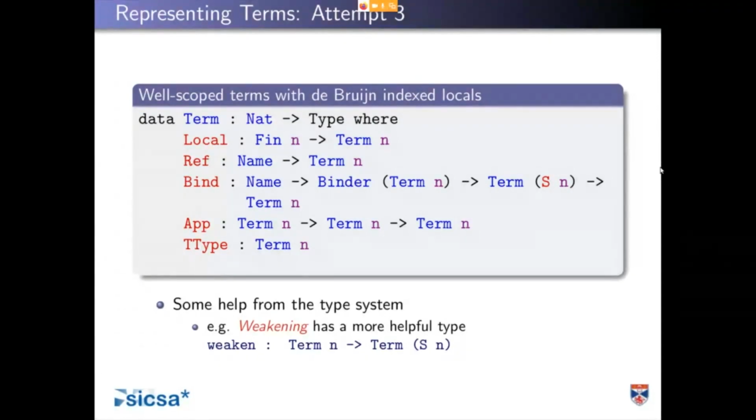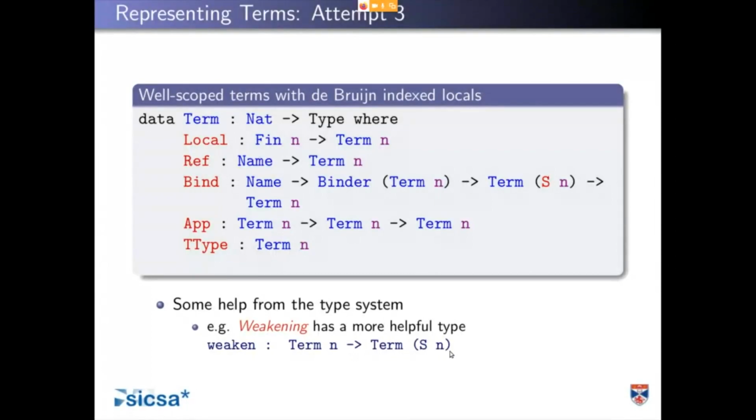There are still problems though. I mean, there's certainly help from the type system. So weaken, I suggested weaken earlier. This is where you have a term with n variables and you want to have an extra variable so that you can use it in a bigger scope. So weakening has a more helpful type.